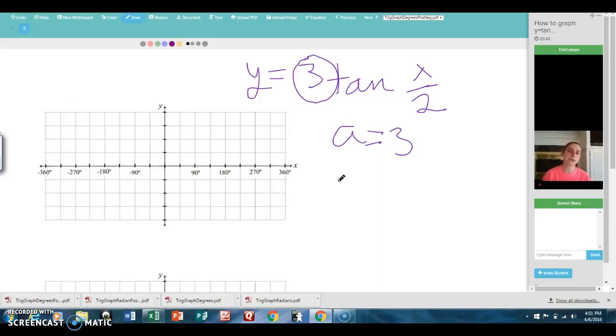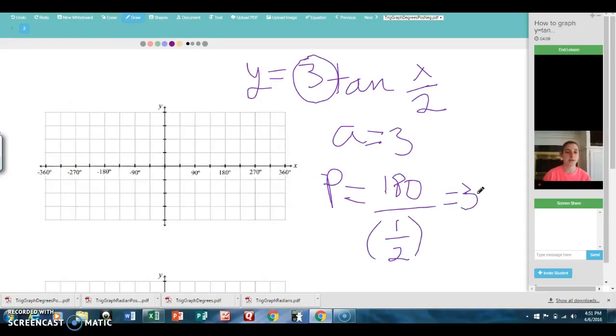Another difference between tangent and the sine and cosine graphs is that the period for sine and cosine is 2 pi, but the period for the tangent parent graph is 180 or pi. So I'm going to write 180 over b. In this problem, b is not 2, it's 1/2. So you've got to be careful there. That means the period is 360 degrees.